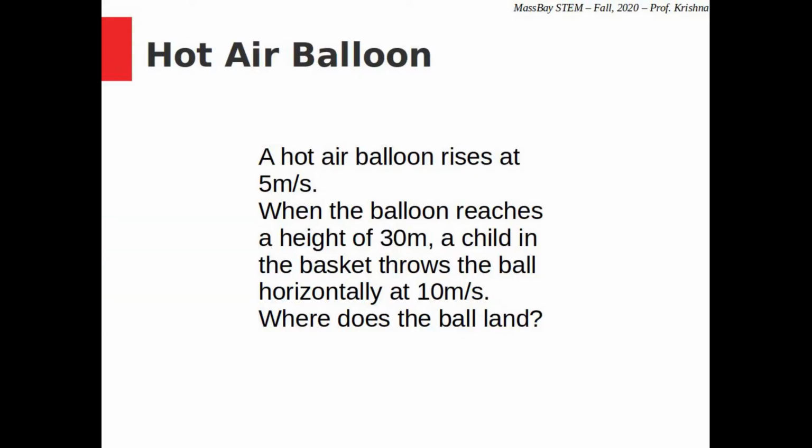The hot air balloon will still rise at 5 meters per second. But this time, when the balloon reaches a height of 30 meters, a child in the basket will throw the ball horizontally at 10 meters per second. Where does the ball land?